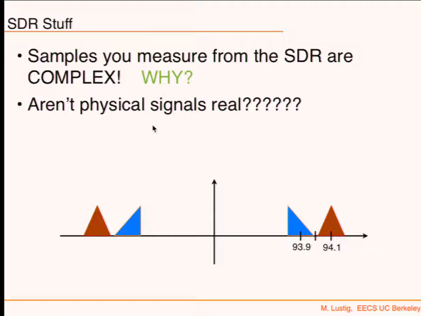All right. So now let's look at FM radio. If you look at the spectrum around 94.1, you've got KPFA, a radio station. At 93.9, there's another radio station, and so on and so forth. If you look at the spectrum, it is conjugate symmetric about DC. That is true.